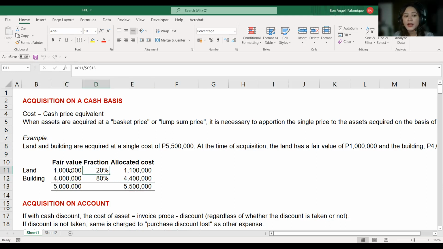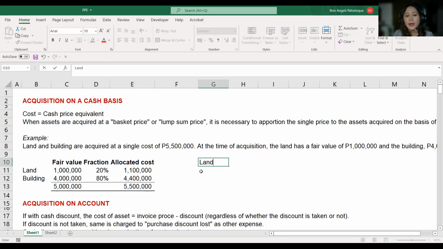So for example, sabi ko may binili tayong land and building amounting to 5,500,000. So kailangan mo makuha yung fraction niya based on its fair value. So kunyari ang fair value ng land nung binili mo is 1 million. Yung building is 4 million. So i-ratio mo yung 5,500 dun sa 20% para makuha na 1,100,000 yung debit mo sa land.